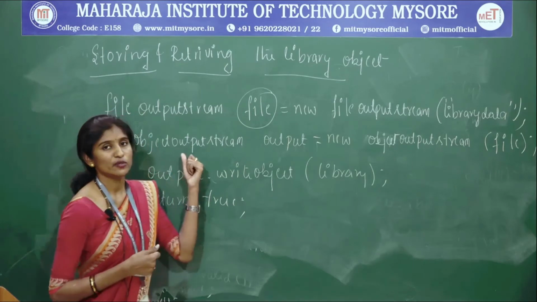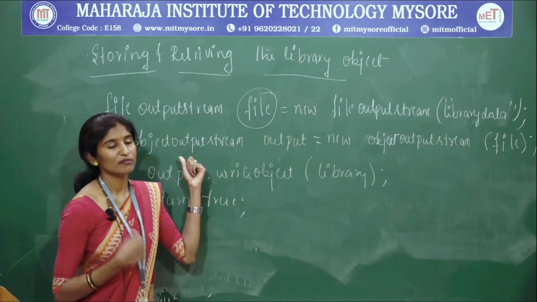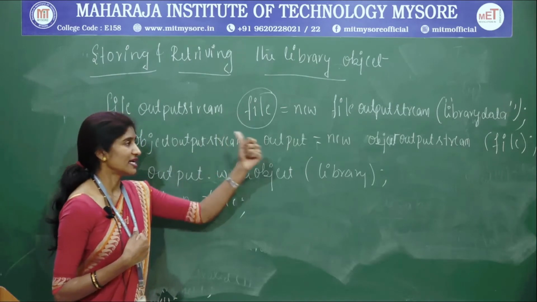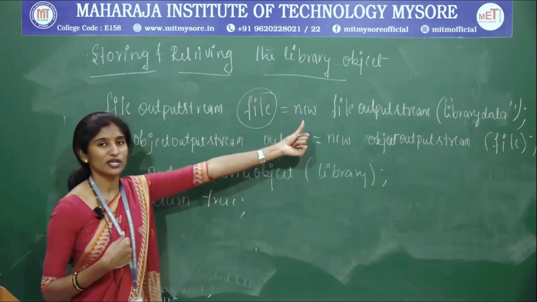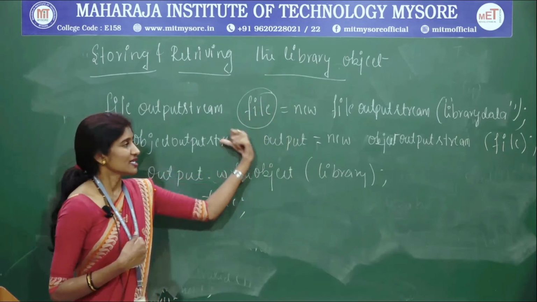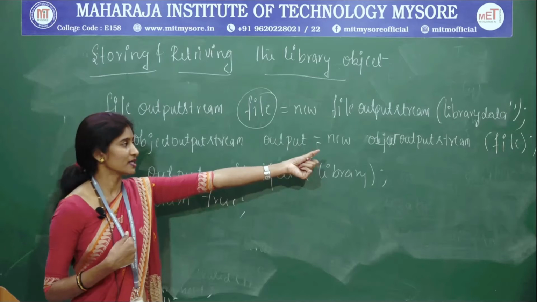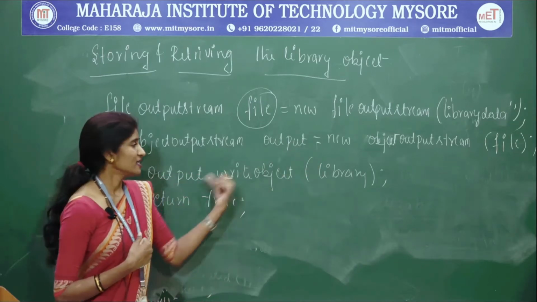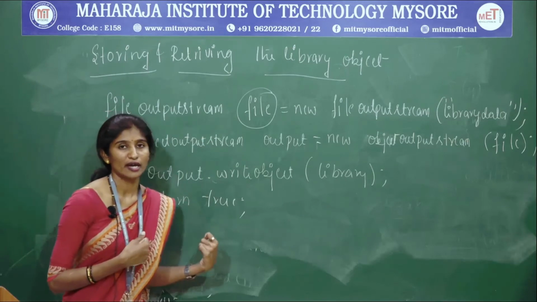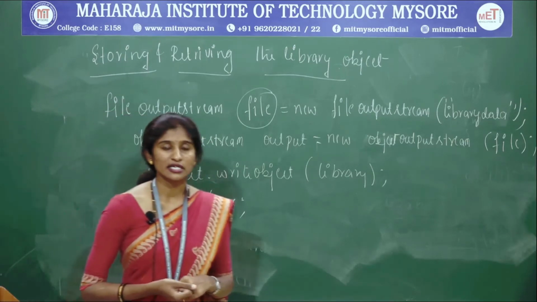For that we use the output stream operation, the object method. There we created objects, that is a file and the output. First we dumped the library data as a parameter, which is pointed to by a file, and the same is passed as a parameter to the object output stream, and then that will be written. So this is how we are going to do the storing and retrieving of the data.